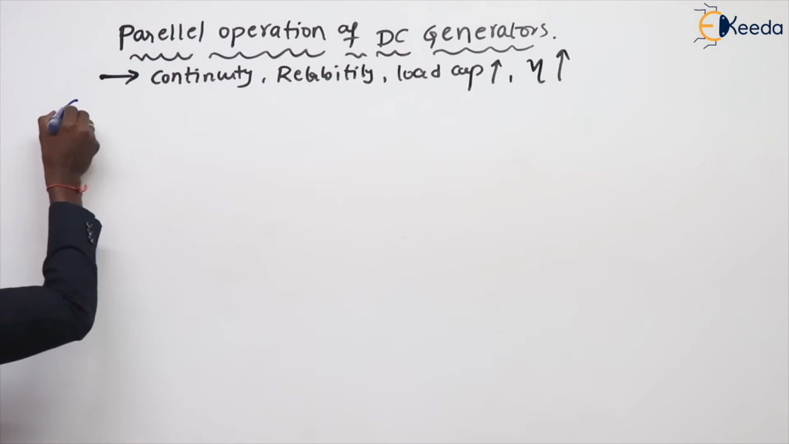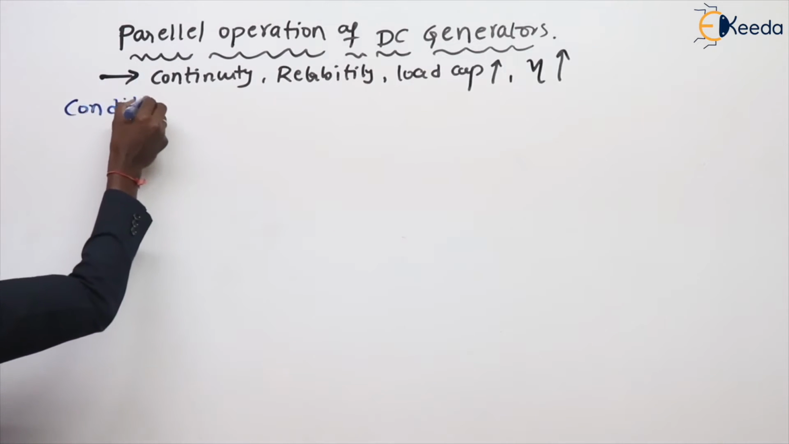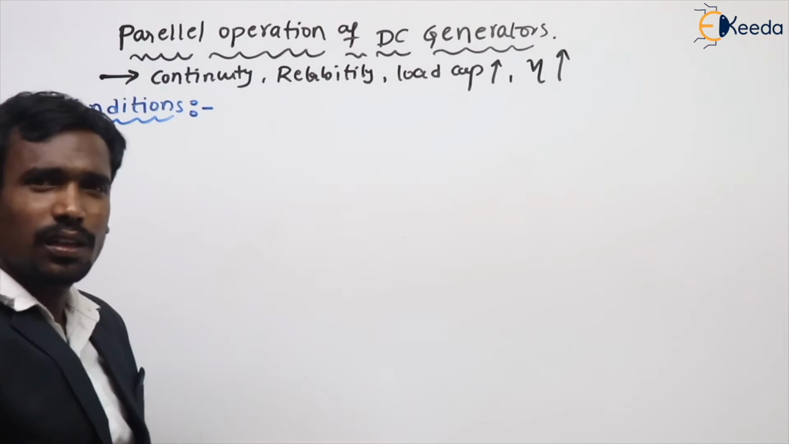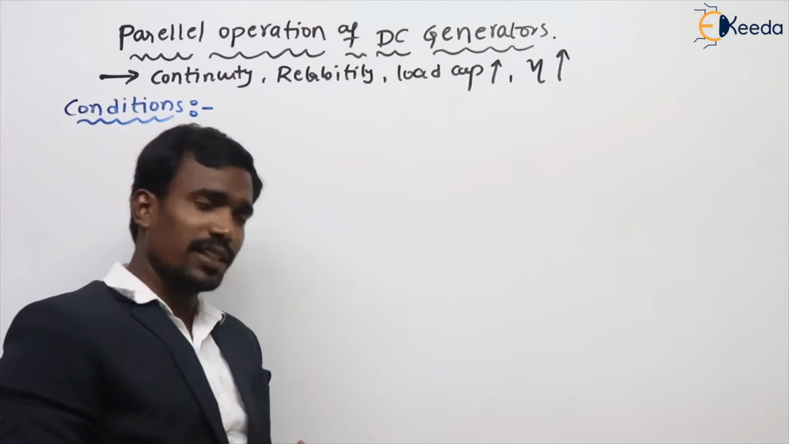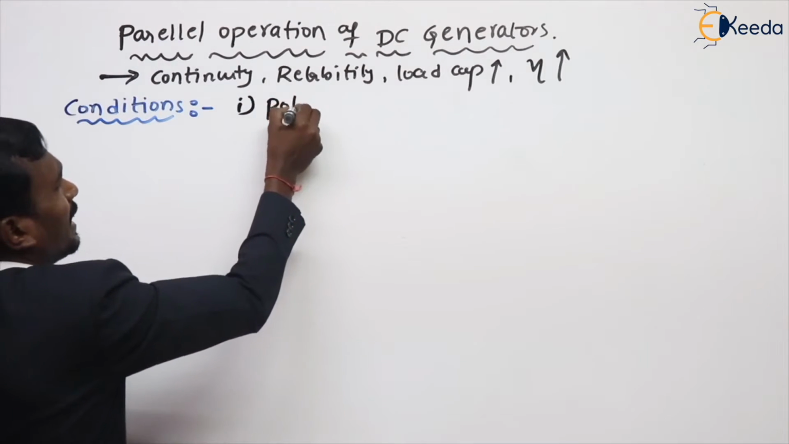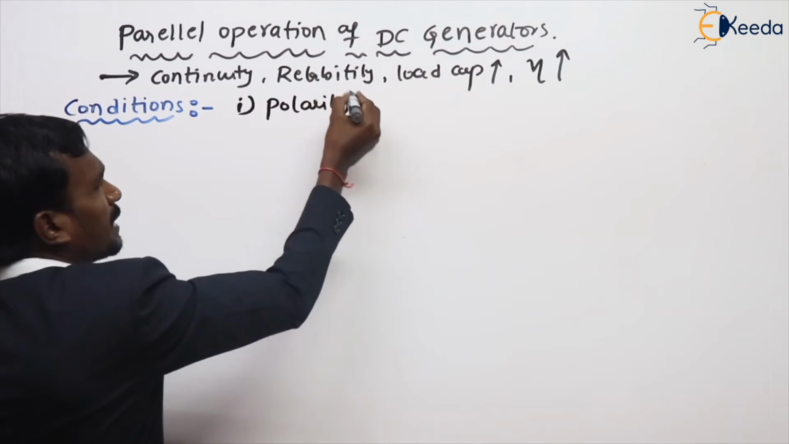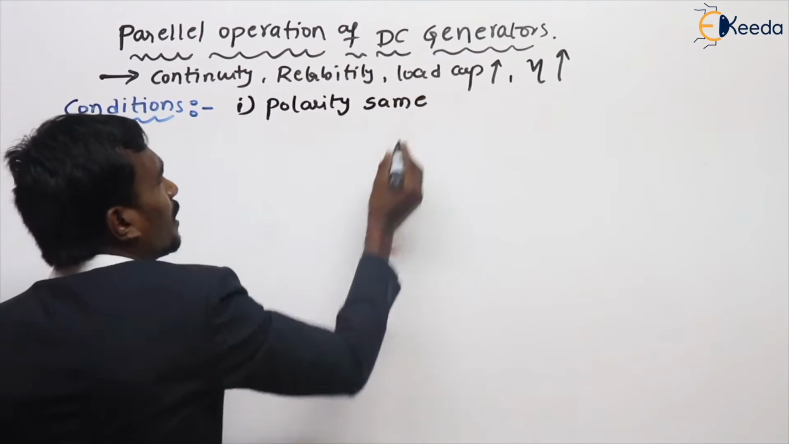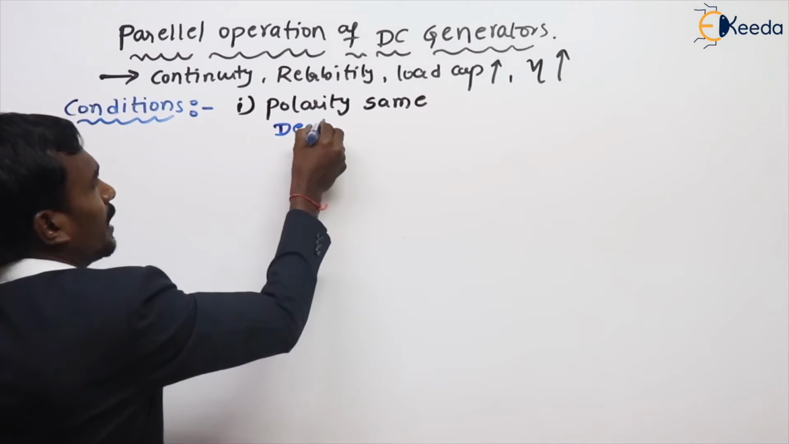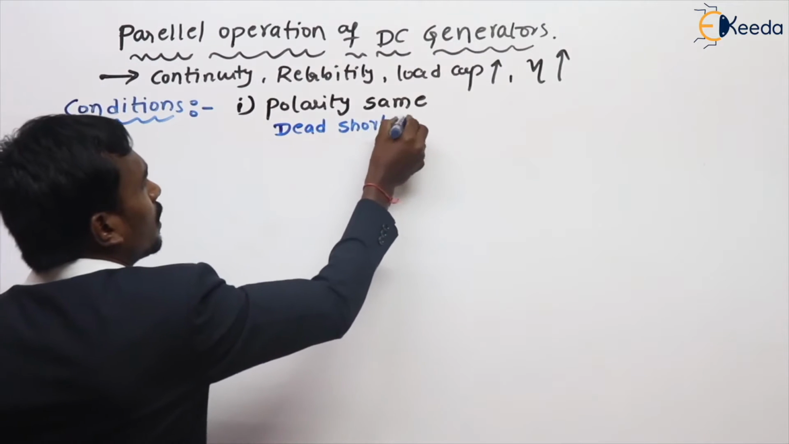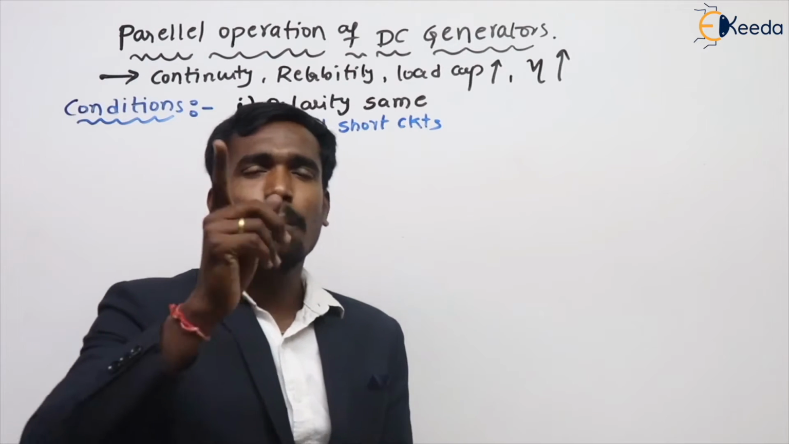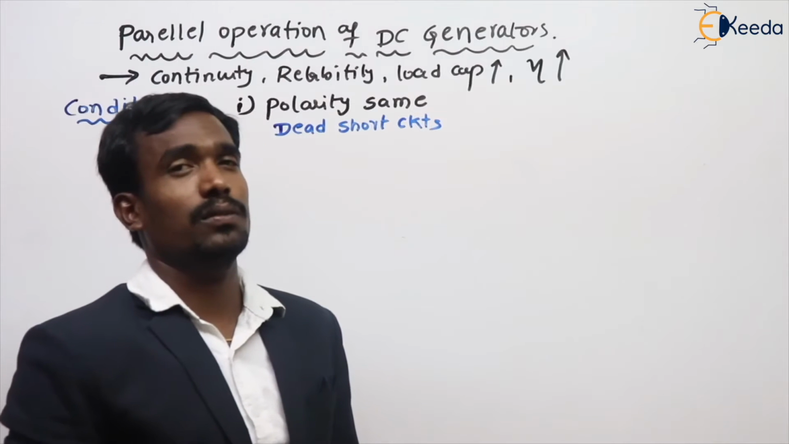What are the conditions for parallel operation of DC generators? Not for synchronous generators, not for transformers, but for DC generators. Here the first one is polarity. Polarity should be the same. Sir, if the polarity is not the same, what happens? It will cause dead short circuits. Must and should, dead short circuits will take place. Be careful. Maintain the same polarity for parallel operation.